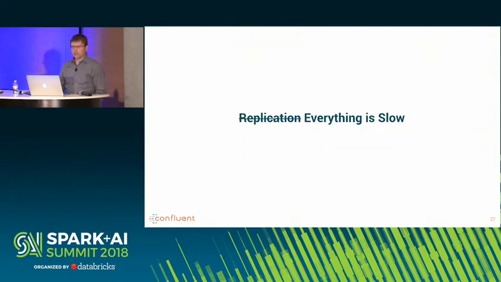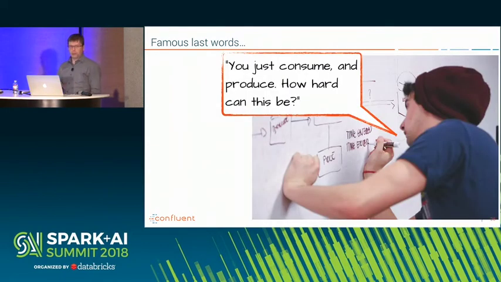So now let's move on to the simple use case of just replication. Replicating is essentially the most simple stream processing job you could imagine. It doesn't do any work. It just takes a message from A and puts it into B. You just consume and you produce. Shouldn't be too hard, right?